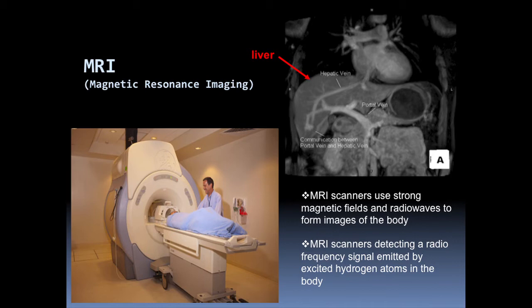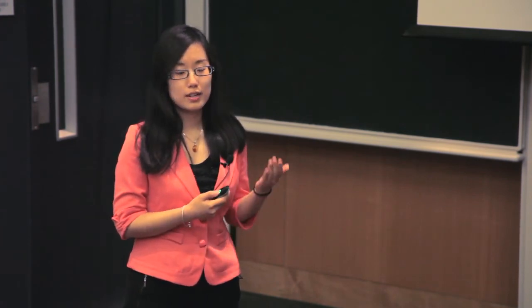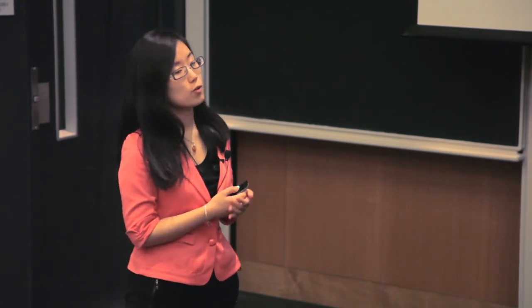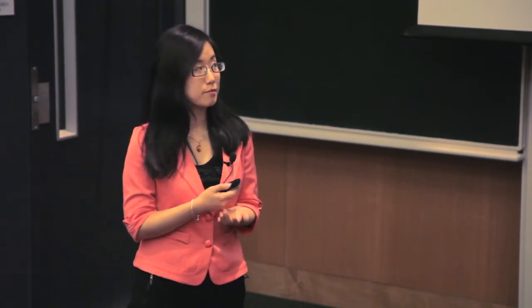The picture on the left side shows the traditional MR scanner in a hospital. And the picture on the right side shows an MR image. We can see the liver very clearly in this MR image, and we can even see the vascular system very clearly. In fact, MRI can not only be used to show the anatomy and the function of the tissue, it can also provide information about blood flow.